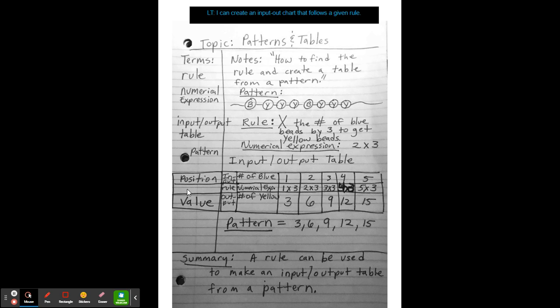I would suggest copying all of that because then if you notice in the terms, I have rule, numerical expression, input output table, pattern. Those are all extremely important vocabulary words in this skill. Let's go back to the video and watch them build this input output table.